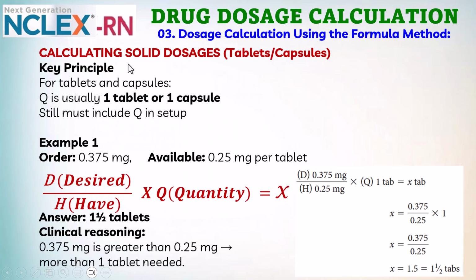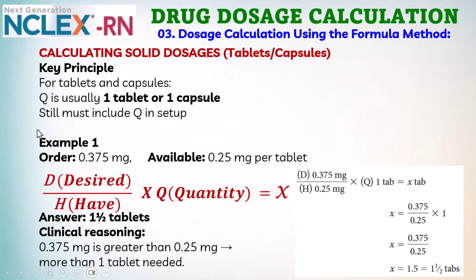Let's apply this to tablets and capsules. So here are the important principles. For tablets and capsules, Q is usually 1 tablet or 1 capsule, but you still must include it. In any calculation, if it is 1 tablet or 1 capsule, don't forget to put that 1 in the calculation. Only then will you get used to this formula.